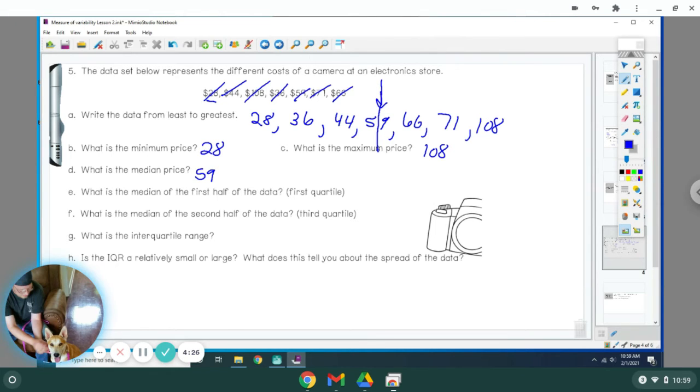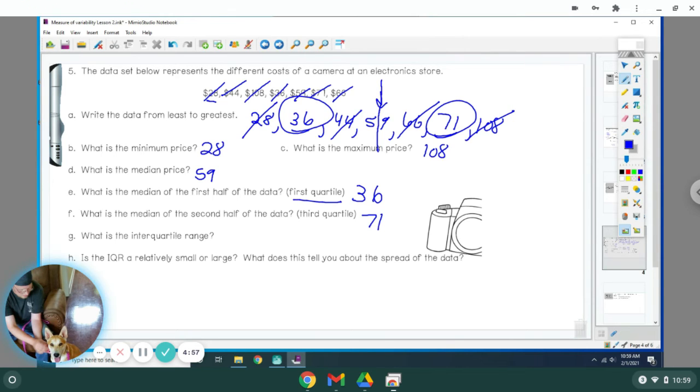It says find the median of the first half of the data. So the first quartile. Sometimes, as I mentioned, it would be called the lower quartile. So we're going to find the median of the lower quartile by crossing off left, right. The first one we cross off is 28, and the next one is 44, because that's the lower half of the median. So that means 36 is the median of the first quartile. And then we're going to do the same thing to the upper quartile, the third quartile. Cross it off, and 71 would be the median.